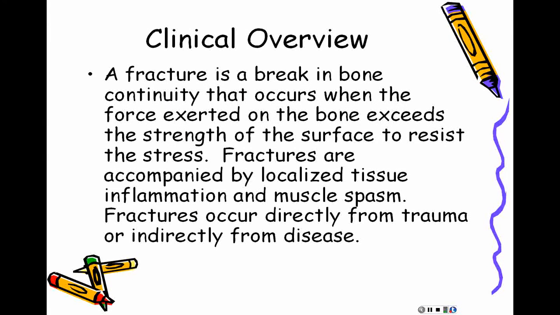So for our clinical overview, we have here: a fracture is a break in bone continuity that occurs when the force exerted on the bone exceeds the strength of the bone to resist the stress. Fractures are accompanied by localized tissue inflammation and muscle spasm. Fractures occur directly from trauma or indirectly from disease.